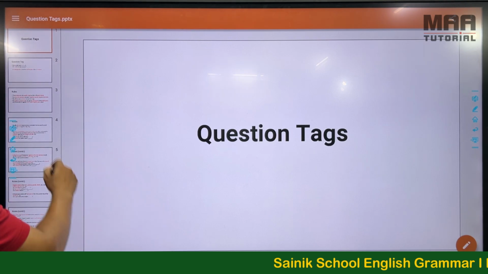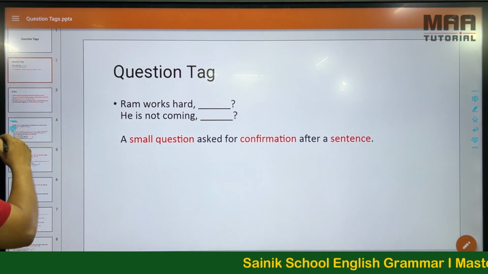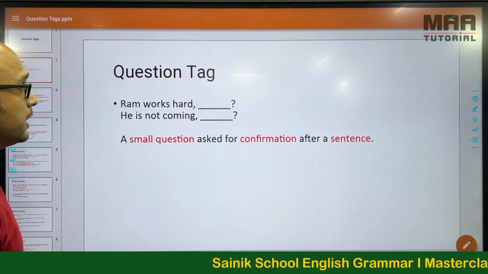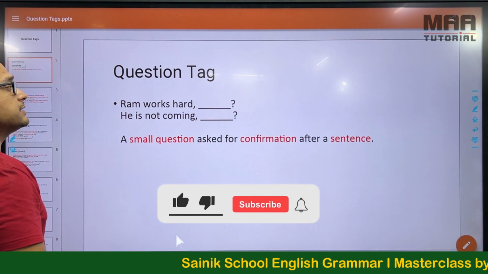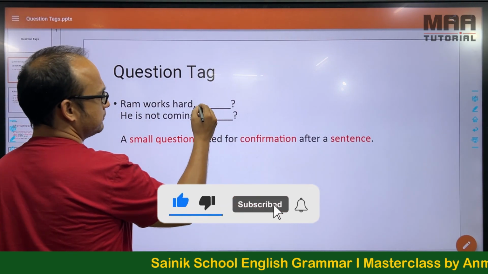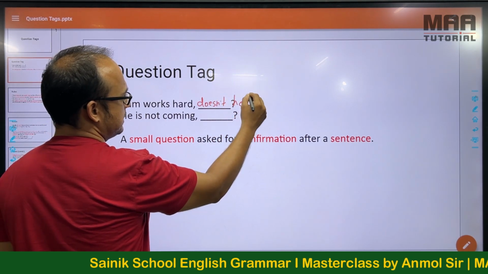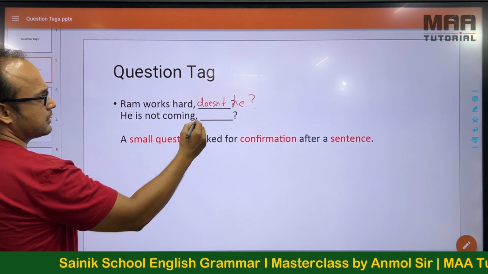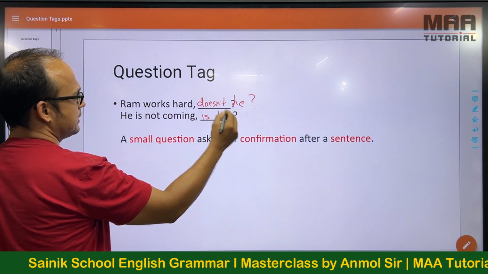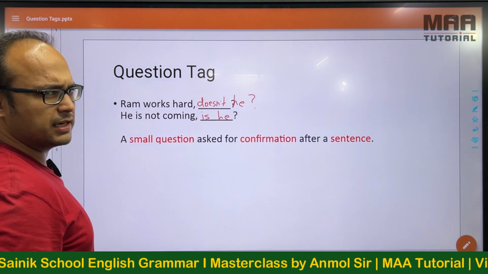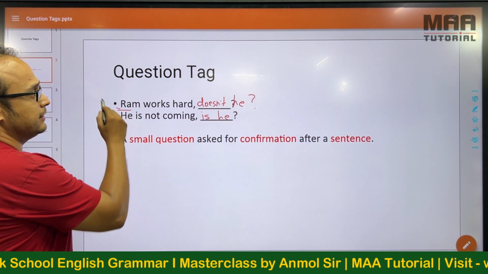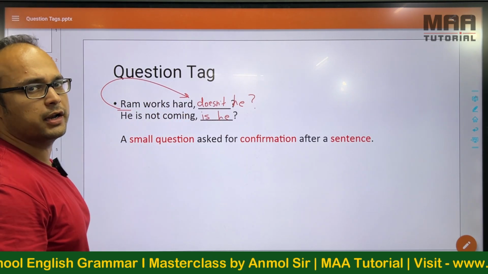Now what are these question tags? Some might ask. I will tell you. Let's say this is an example sentence. Ram works hard, doesn't he? He is not coming, is he? Ram works hard, doesn't he? So we say something and then we ask confirmation for it.